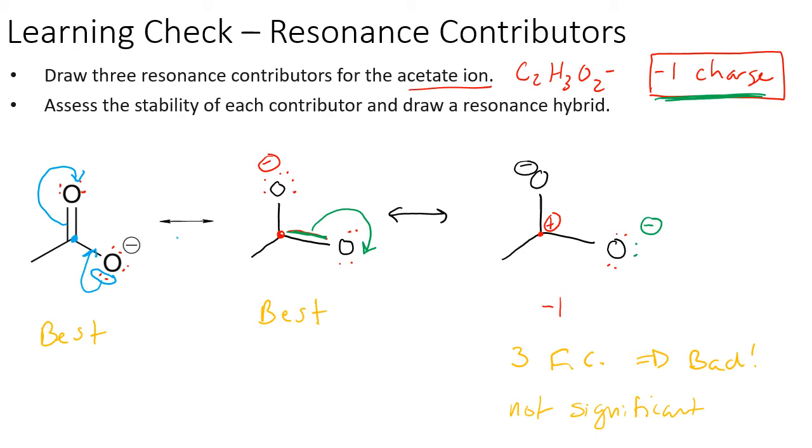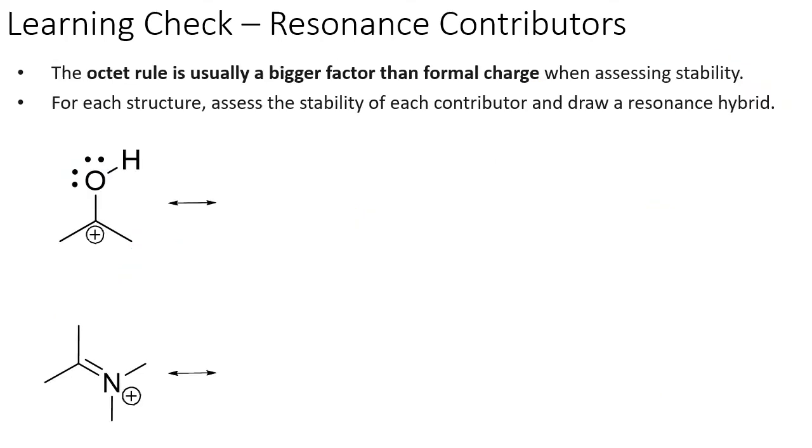It doesn't really contribute to the overall resonance hybrid, and we really wouldn't even have to draw it or consider it when thinking about how the resonance structures would impact a reaction mechanism. And that is due to having those 3 formal charges on there. More than 2 is usually considered to be bad. As was said before, the octet rule is usually a bigger factor than formal charge when determining the stability of your resonance structures or when deciding which one is the best one.